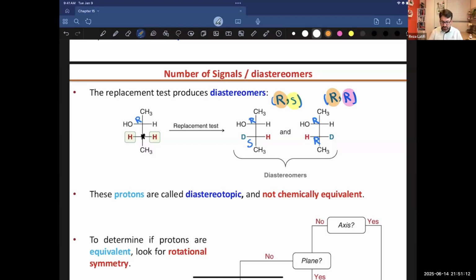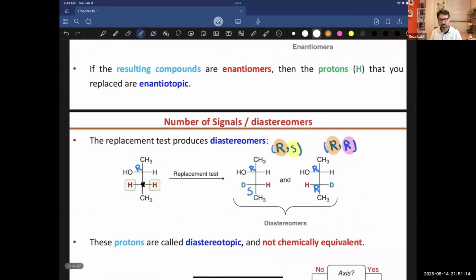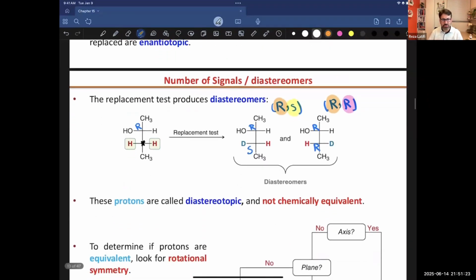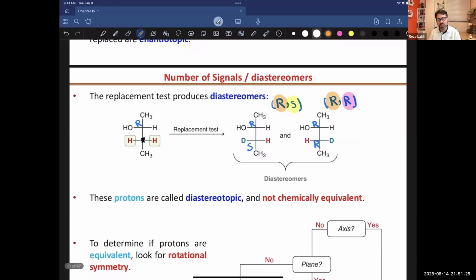You can use this technique to find whether you are dealing with homotopic, enantiotopic, or diastereotopic hydrogens. In this case, because these two hydrogens will give me diastereomers, I'm going to call them diastereotopic.